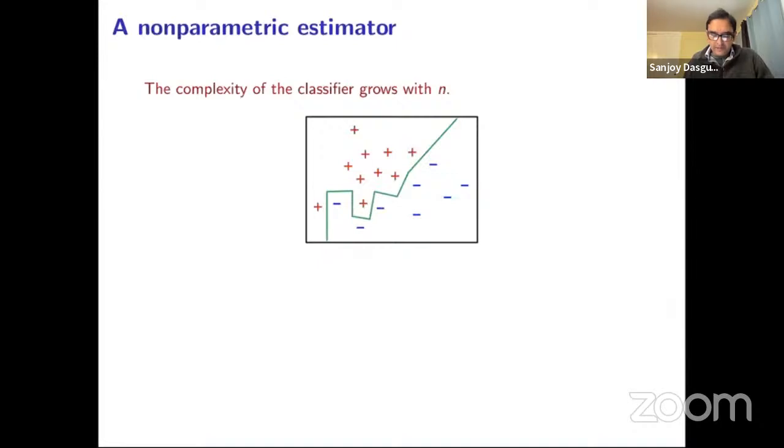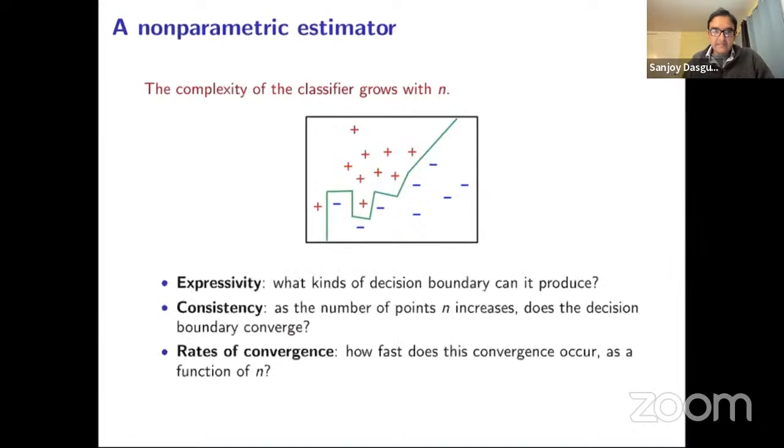The sort of questions that one asks about this kind of estimator is, first of all, how expressive is it? What kinds of boundaries can you actually get with this classifier? Can you get any boundary, or are there some boundaries you can't get? Second, as you get more and more training points, does the boundary converge to something? And finally, what's the rate of convergence? Okay, so we'll look at all of these questions.